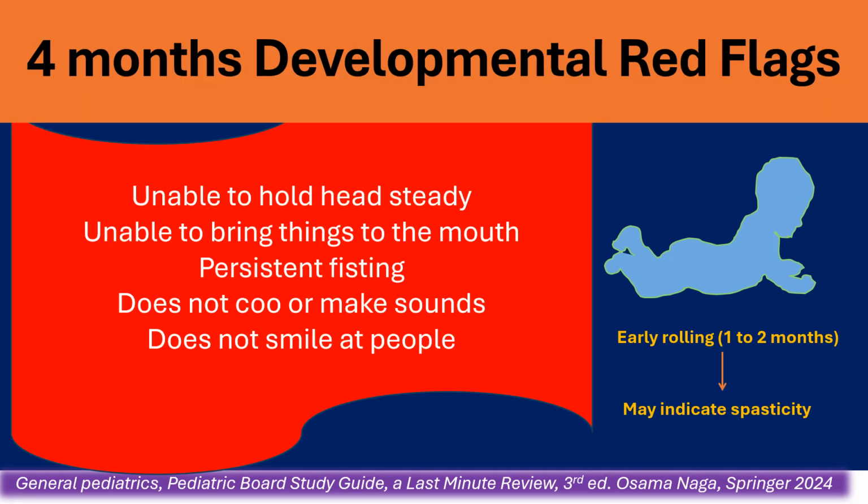4 months developmental red flags: if the infant is unable to hold the head steady, unable to bring things to the mouth, persistent fisting is abnormal, doesn't coo or make sound, doesn't smile at people. Early rolling between 1 and 2 months may indicate spasticity.